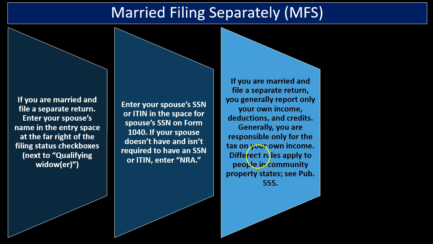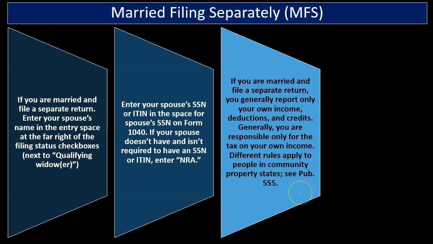So if you are married and filing a separate return, you generally report only your own income, deductions, and credits. Generally, you are responsible only for the tax on your own income. That would be one of the main reasons you might want to file married filing separate, to be responsible only for the tax on your own return. Different rules apply to people in community property states. So you want to note what state you are in. Look at the rules related to whether or not you are in a community property state. If you're considering married filing separate, that's important.